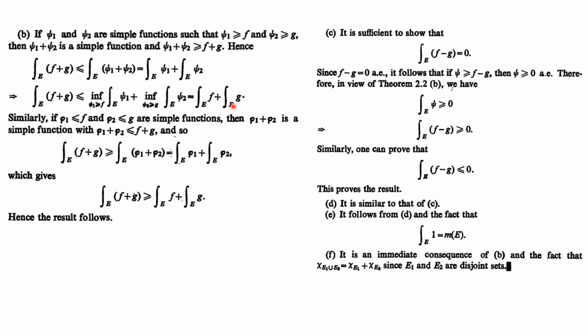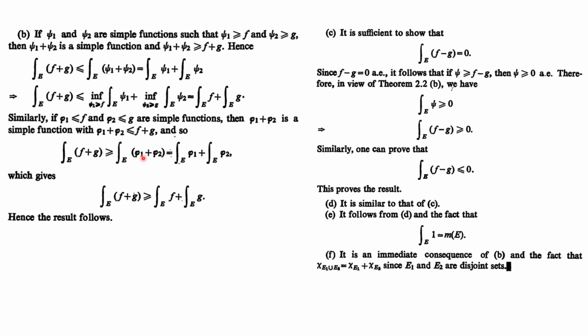Okay. Similarly, consider the simple functions phi 1 and phi 2 which are less than f and g. Then their sum is also, right? Consider this integral. Now this time it will be greater than or equal to this. Now why is this greater? Because this is the supremum of all these functions. The supremum will be greater than or equal to. The same way here it is less than. Why? Because this is the infimum of all these functions, so this should be less than, right?